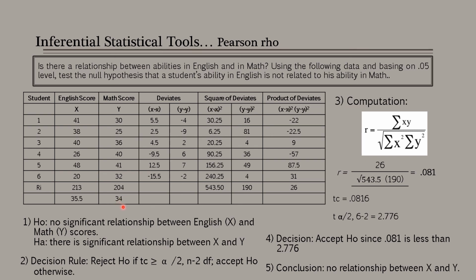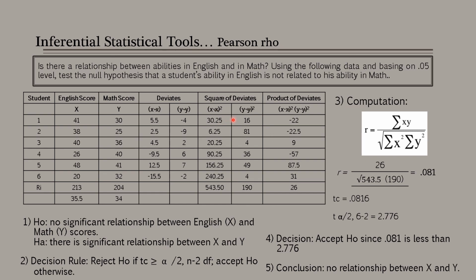Then we get the deviates. It is the score of each student minus the mean score. For student 1, we have 41 minus 35.5. We get a deviate for X of 5.5. And for his math scores, it is 30 minus 34, and we get a deviate of negative 4. We then square the deviates. So the square of 5.5 is 30.25, and the square of negative 4 is 16.